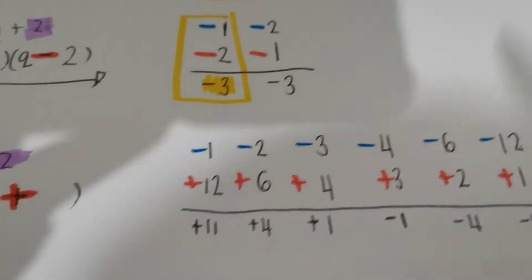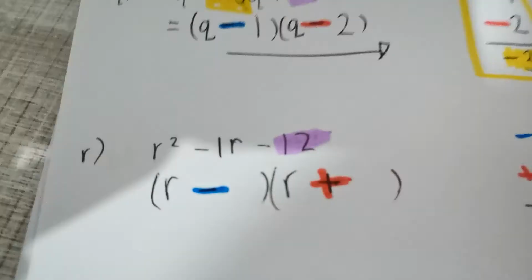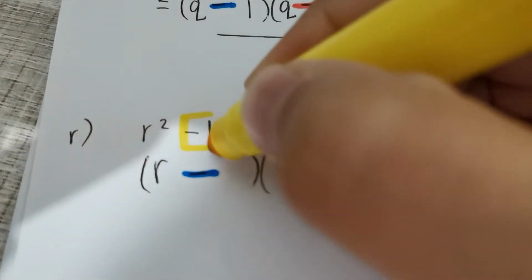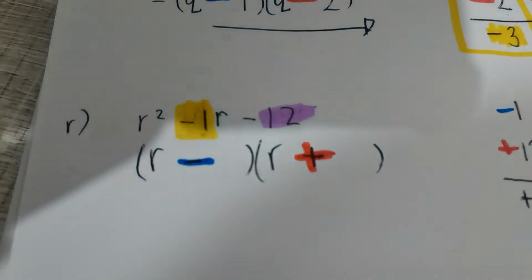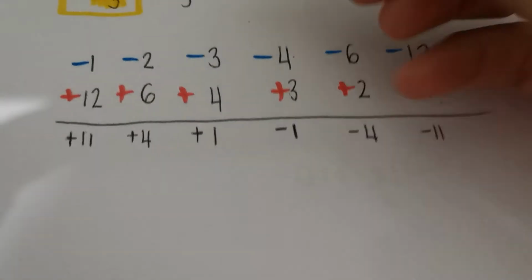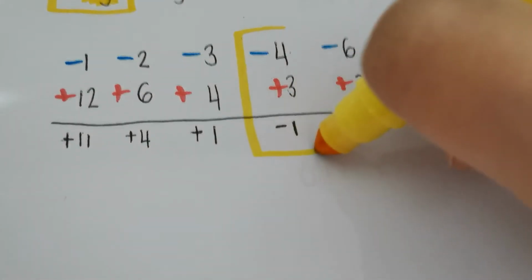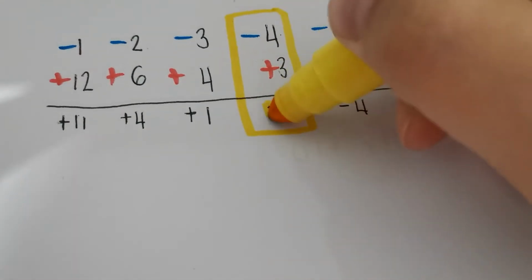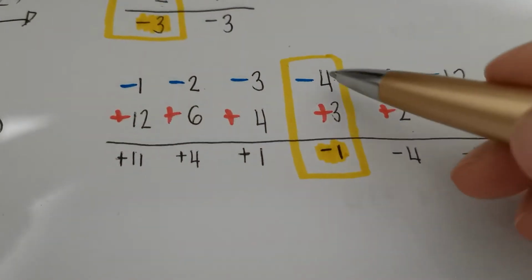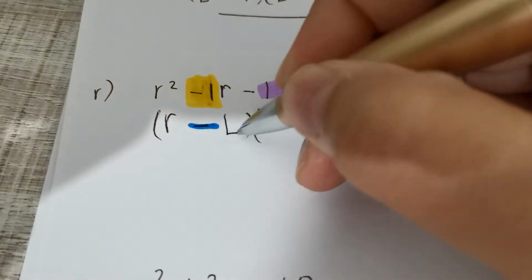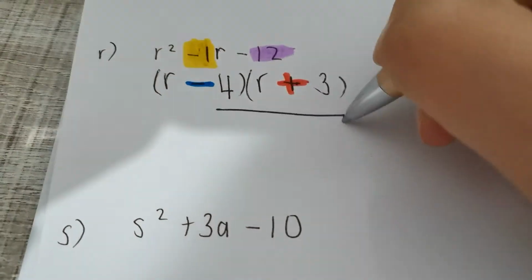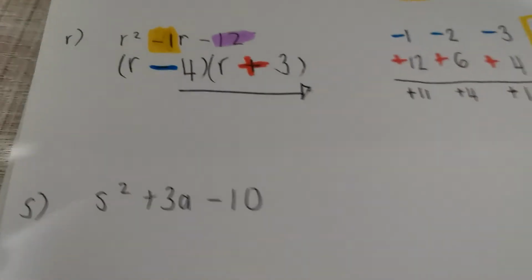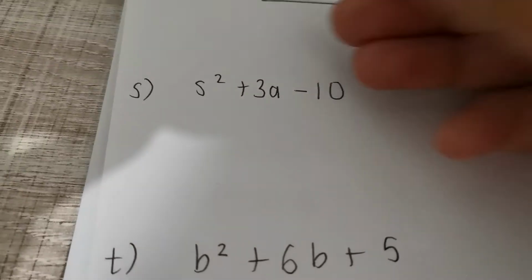Let's see what we're looking for. If there isn't a number in front of a variable, remember the invisible 1. So we're looking for negative 1. Let's go. There it is. Negative 1. So next to the blue, 4. Next to the pink, 3. And we're done.